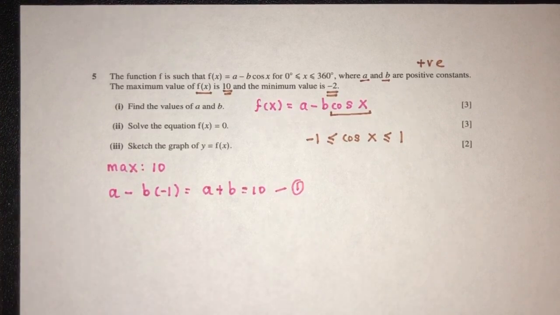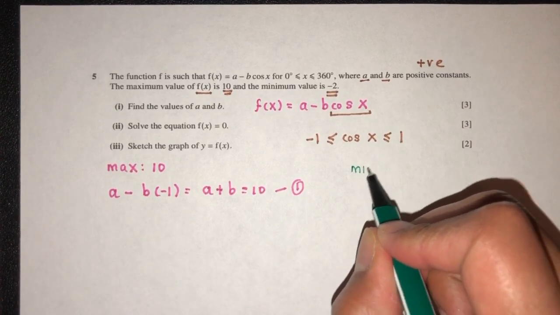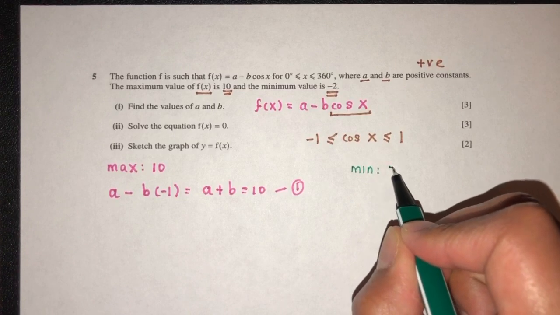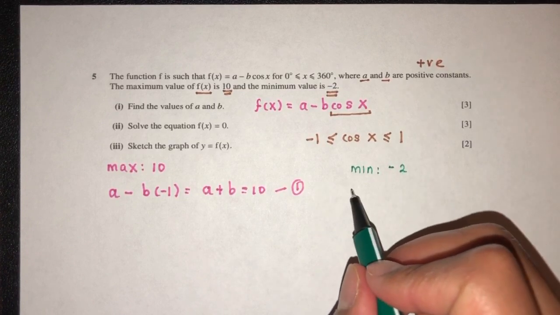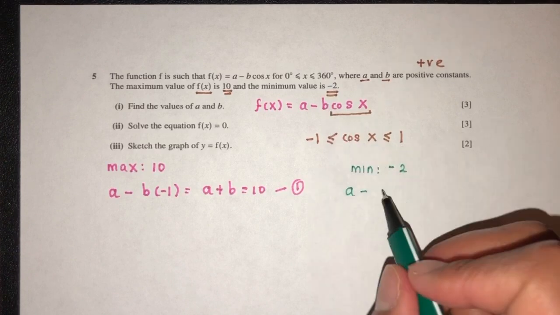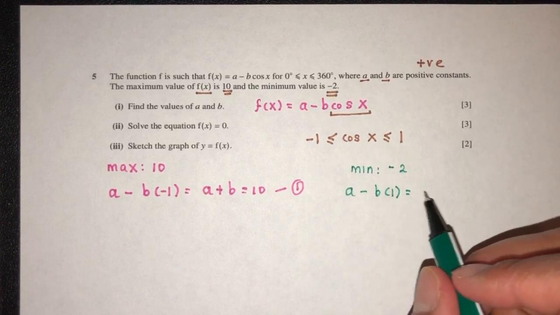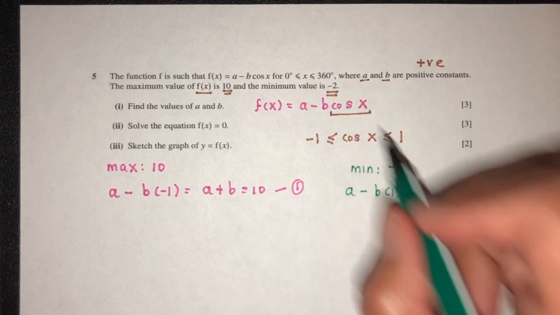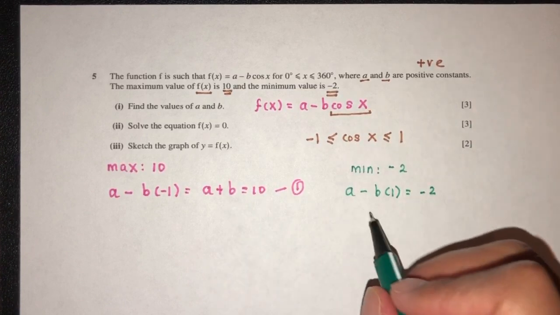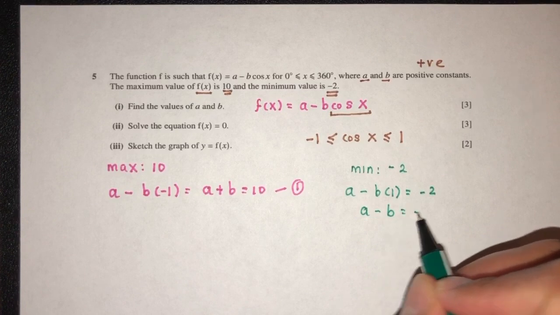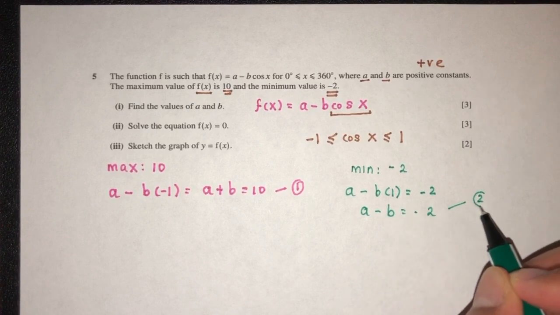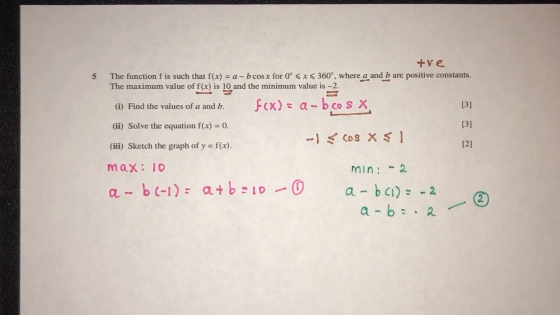Next one, obviously, we know the minimum value has to be -2. That happens when a minus b times 1 gives the value of -2. So we have a minus b equals -2. Equation number 2. So let's solve one by one.